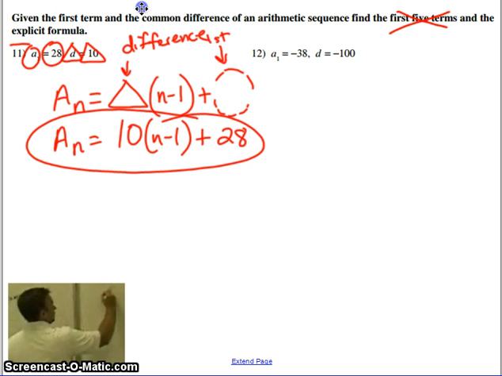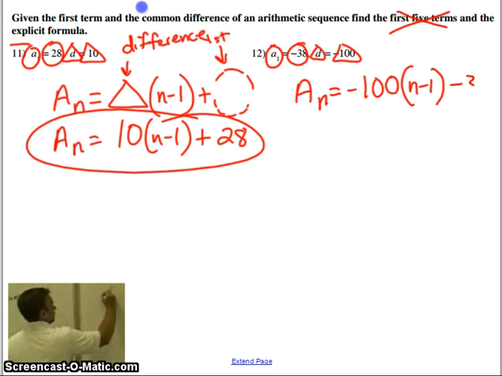Okay, again, here's our first term, and here's our difference. So A sub n equals the difference, n minus 1, plus our first term, or in this case we're going to minus our first term.